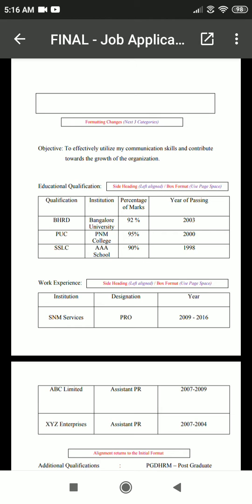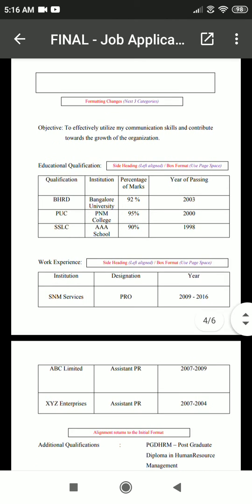Mention, for example, if I'm a science student, I'm going to write BSc. If I'm an arts student, I'm going to write BA, and if I'm a commerce student, I'm just going to write BCom or BBA. So it goes in that format. Make sure that you go in this particular type of format.